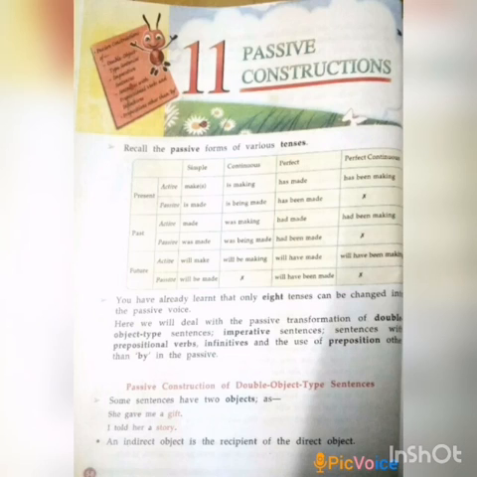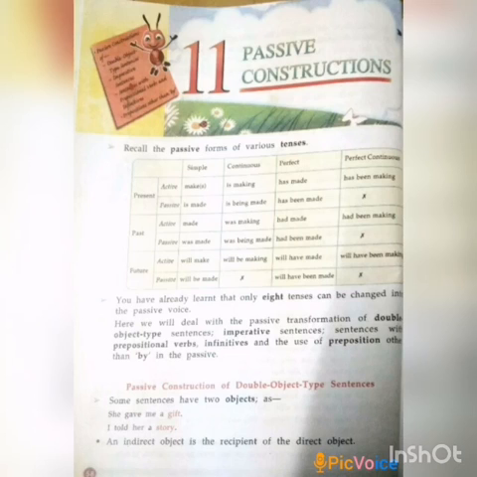Okay, so let's go. Recall passive forms of various tenses. First, what is meant by active and what is meant by passive? Active voice is a form of subject, verb, and object, like the sentence construction. In the passive, the object comes first, and the subject is added at the end with by. That is the only difference between the active voice and the passive voice. So that is what we are going to learn.